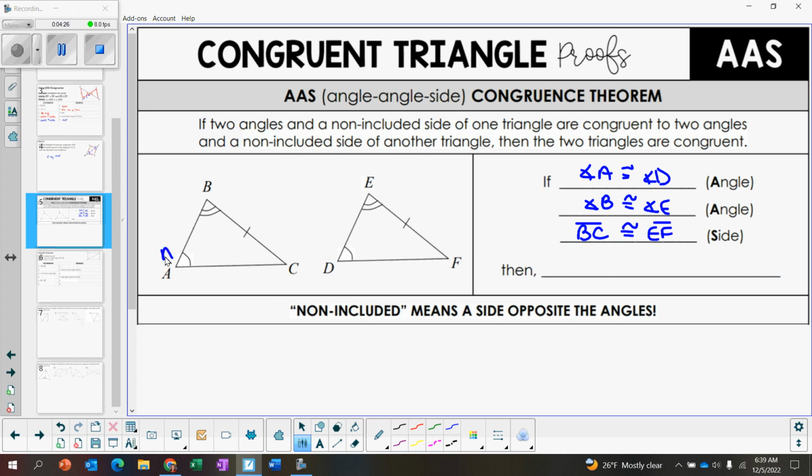So let's look at this. Here's an angle, here's an angle, here's a side. I connect the two angles. That's not what the S does. The S is separate, which is why this is AAS as opposed to ASA. So we could still say that triangle ABC is congruent to triangle DEF.